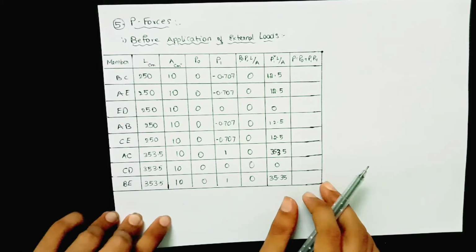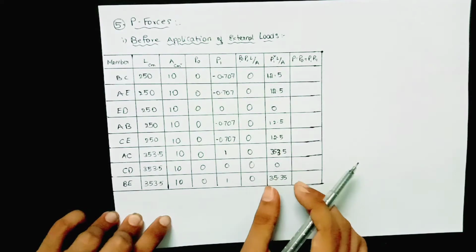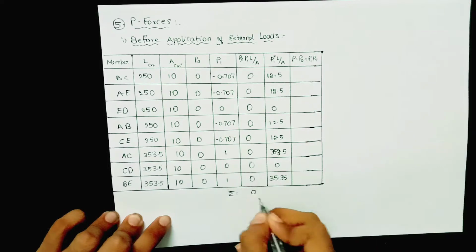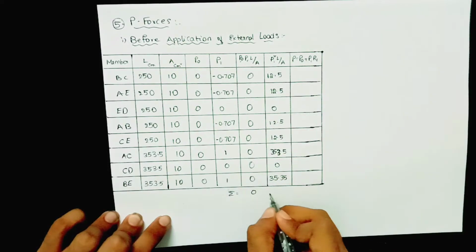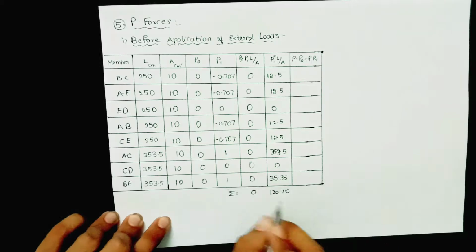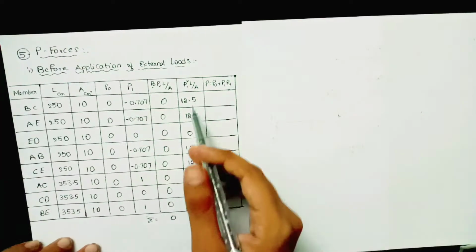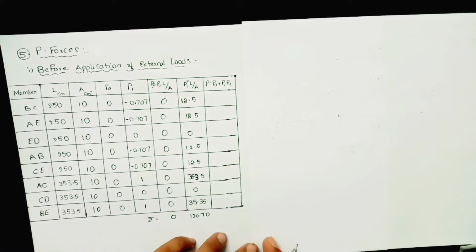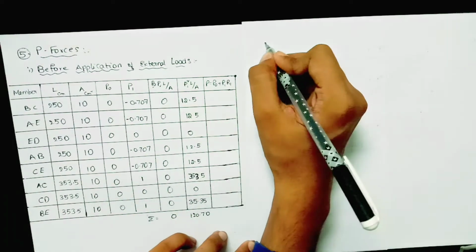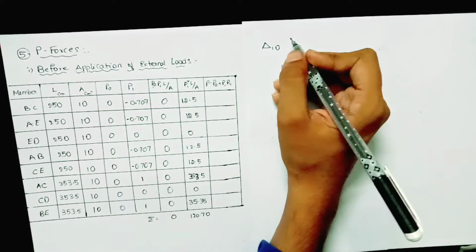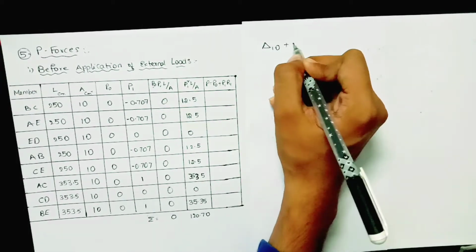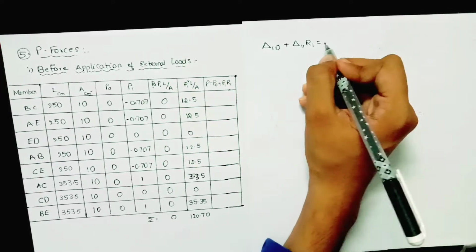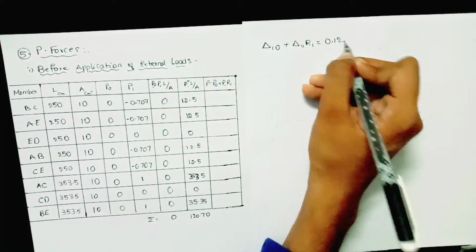Now we have to calculate the final forces. Before that, we have to add all these values and all these values. The summation of this whole column is 0 and this whole column is 120.70. After calculation of these values, since we are solving this problem by using the method of consistent deformation, we have to write the compatibility equation. The compatibility equation is delta 10 plus delta 11 into R1 equal to the given lack of fit. In this question it is given as 0.12 centimeters.